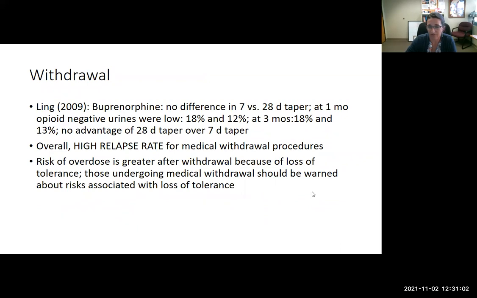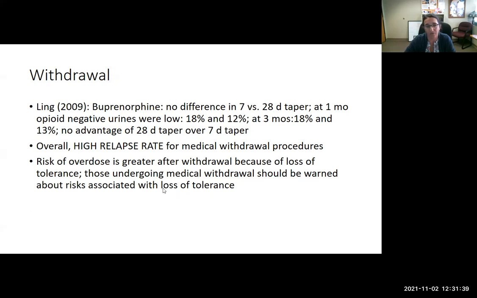Again, there's no real difference in terms of the timing for a withdrawal. So if the patient really does want to or need to taper off of buprenorphine, there's no difference, for instance, in the 7 versus 28-day tapers. And at 1 month, the opioid negative urines were low. So you can see that it's really not great to come off of the medication. And again, it's because of that loss of tolerance, right? So the risk of overdose is even greater after withdrawal because patients' tolerance has gone down.